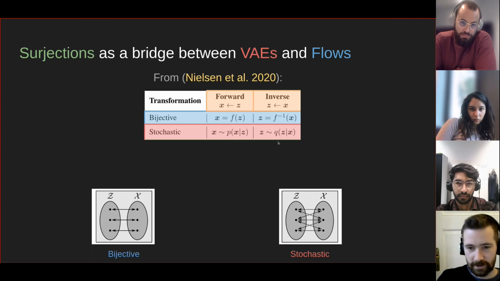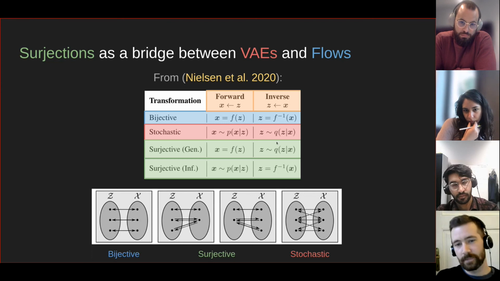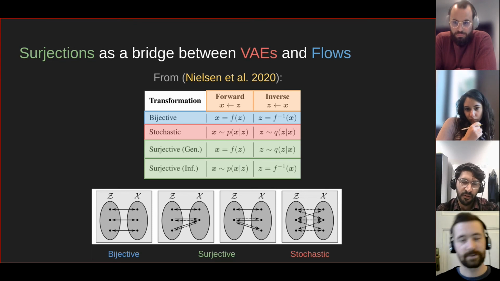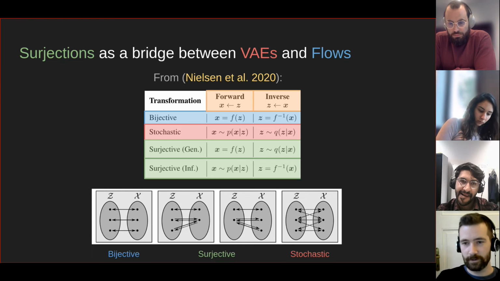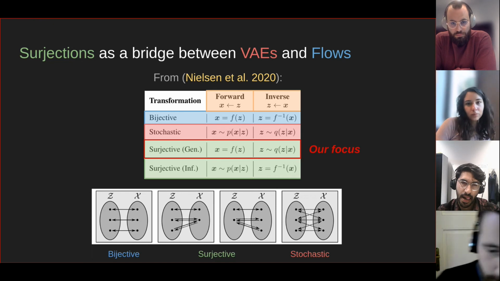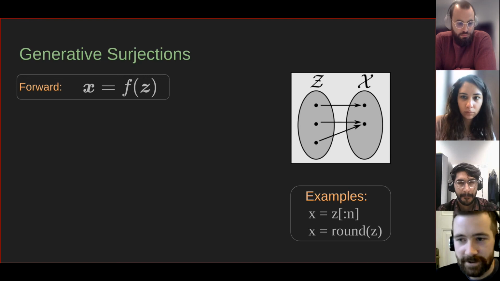What we showed is that you can have something that is deterministic in one direction, but stochastic in the other. And we separate them into two different classes depending on whether they are deterministic from Z to X or X to Z. But our focus here will be on the one that is deterministic as you generate data from Z to X. So let's focus on that. That's generative surjections.